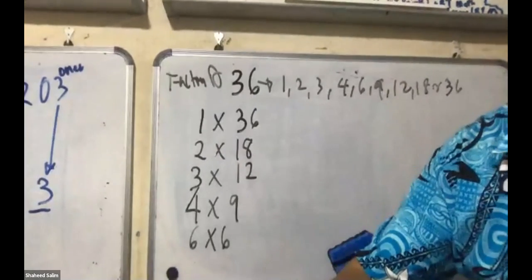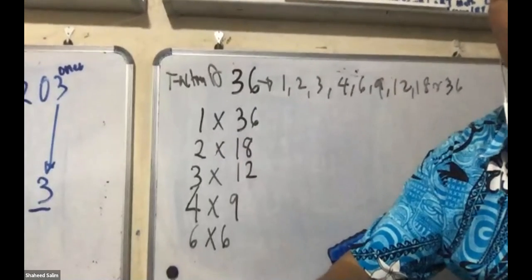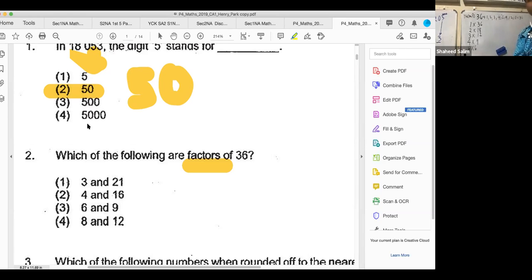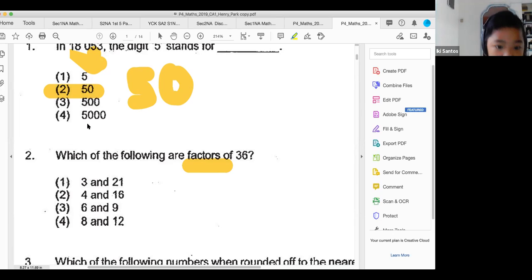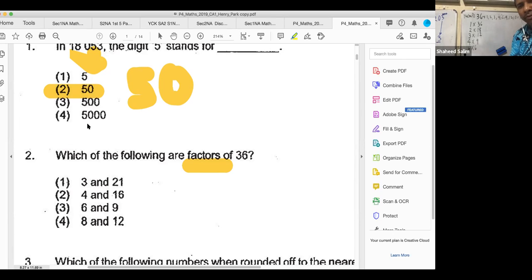So let us look at the question now. You tell me what is the answer. Which of the following are the factors of 36? Is it answer number 1, number 2, number 3, or number 4? Anyone? Naomi, do you know? Which one is the answer? Umaira, what are you doing? Come, focus, focus, focus. Which one are the factors of 36?